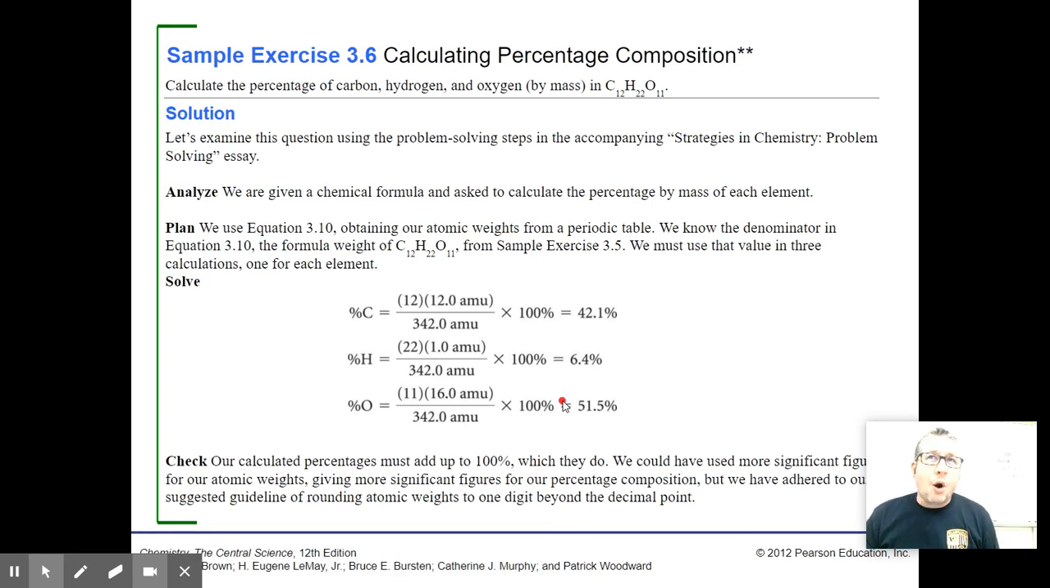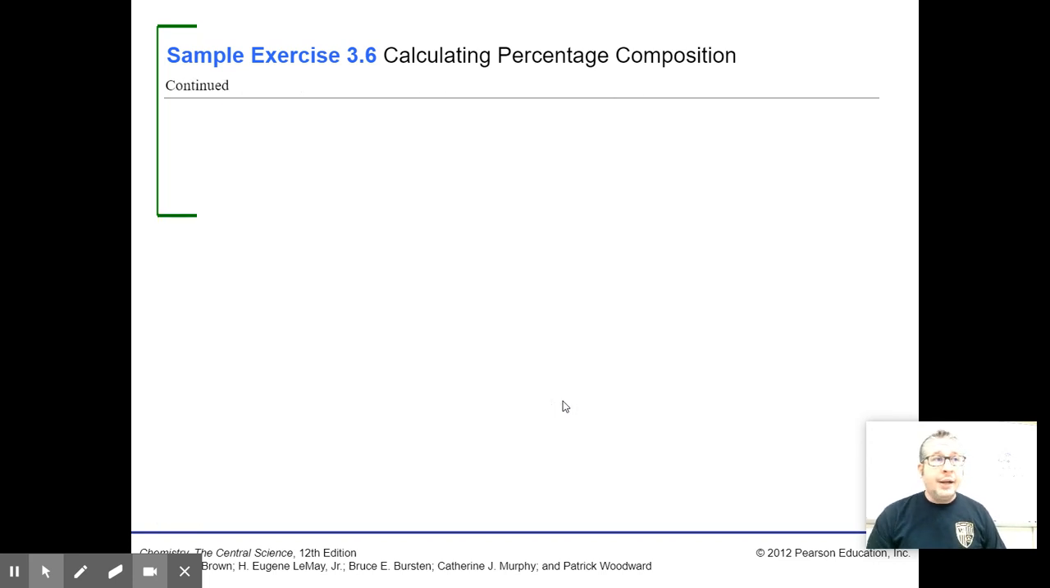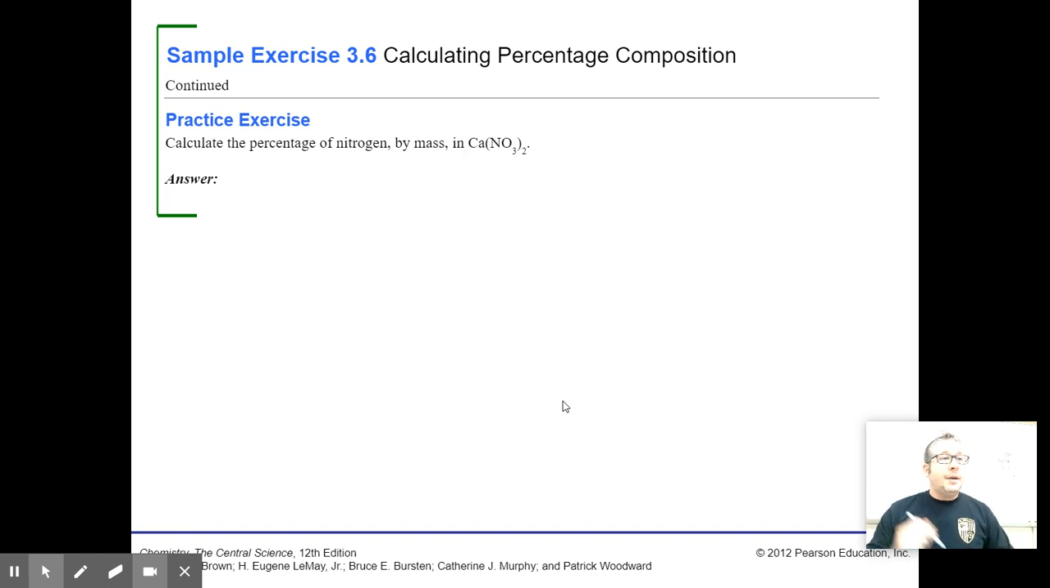Because we are rounding a little bit, there may be a situation where your percentages add up to slightly less or slightly more than 100%. It's okay, because you are rounding. That's a very good possibility that you're going to encounter. All right, let's look at the next practice exercise. Calcium nitrate, Ca(NO3)2.